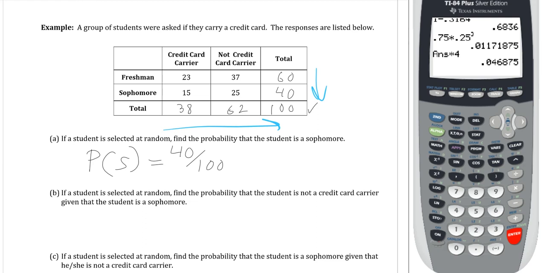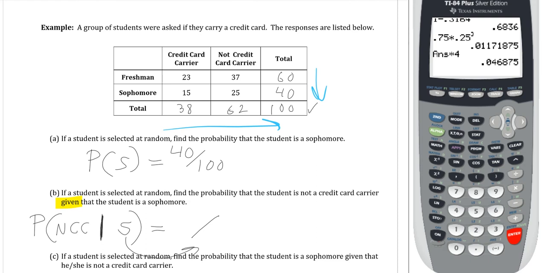B says if a student is selected at random, find the probability the student is not a credit card carrier given that the student is a sophomore. That given word is the most important. That means that we're doing a conditional probability. We're doing the probability that the student is not a credit card carrier given that they are a sophomore. Now, if you remember at the beginning of this section, I talked about that with given probability, the most important thing you need to focus on is the given situation. The given event will determine what your denominator is going to be. My denominator here, since the given part is sophomores, is therefore going to be all sophomores.